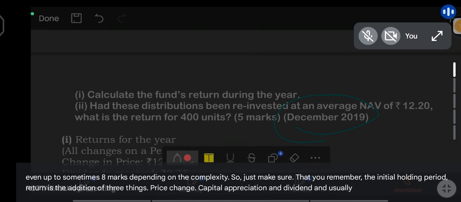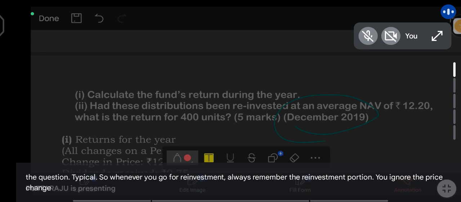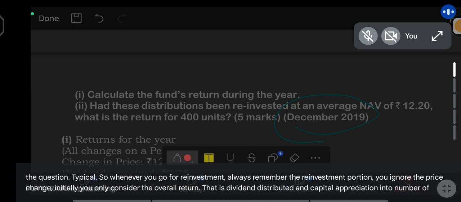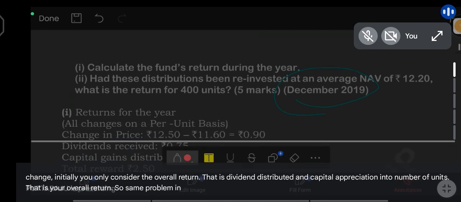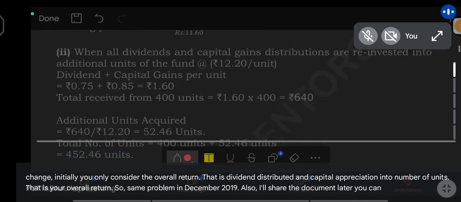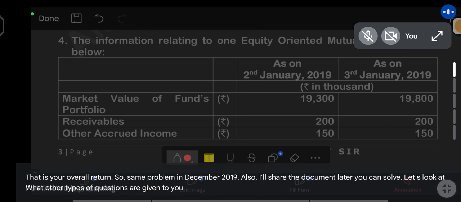And usually they will ask a reinvestment question typically. So whenever you go for a reinvestment, always remember the reinvestment portion, you ignore the price change initially. You only consider the overall return, that is dividend distributed and capital appreciation into number of units. That is your overall return. So same problem in December 2019 also. I'll share the document later. You can solve. Let's look at what other types of questions are given to you here.